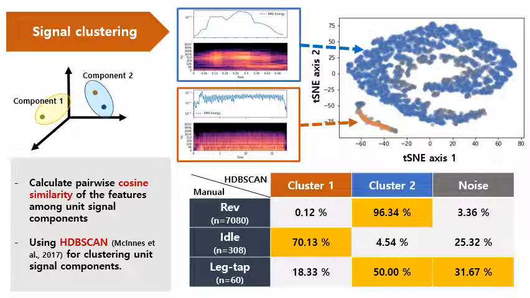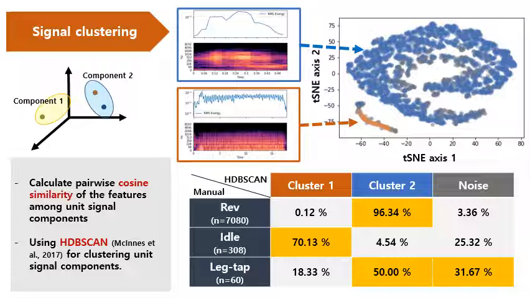Using the extracted features, we calculated cosine similarity among unit signal components, and then ran hierarchical density-based spatial clustering of applications with noise, aka HDBSCAN, to find discrete signal components. HDBSCAN has several benefits for finding discrete components that are unbalanced in proportion in the total data set. In the t-SNE plot, you can see the 2 clear clusters of RAVs in blue and idles in orange, with several gray dots of noise.